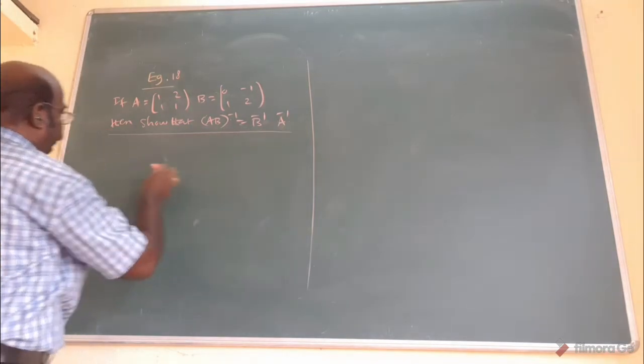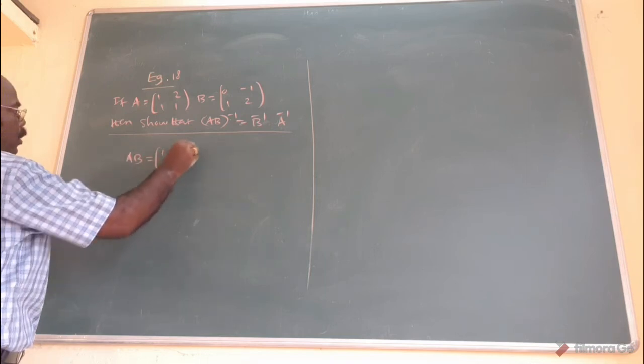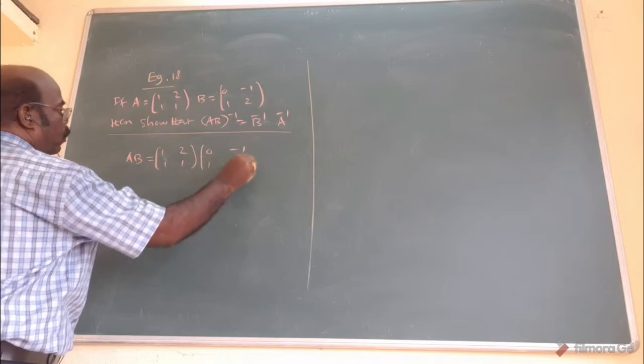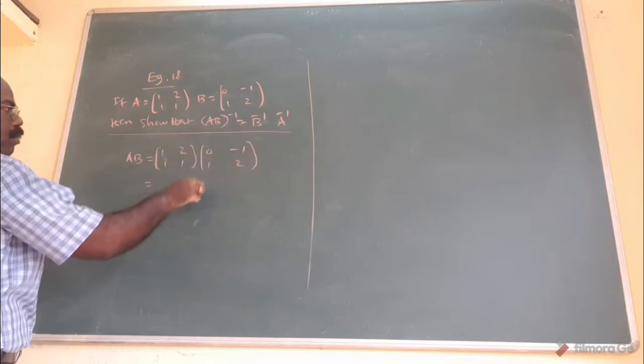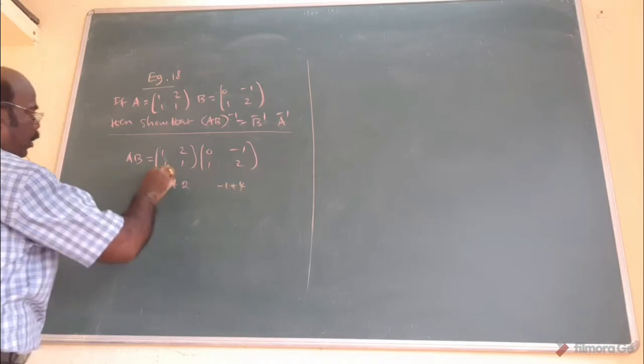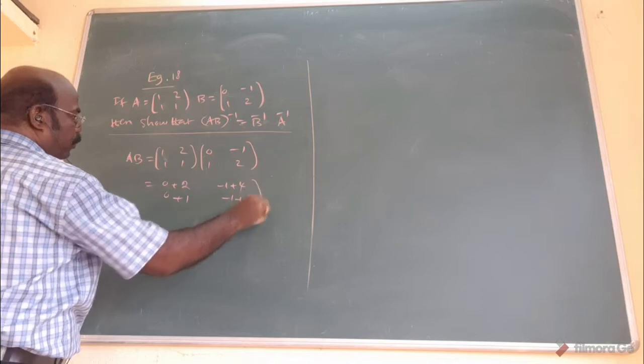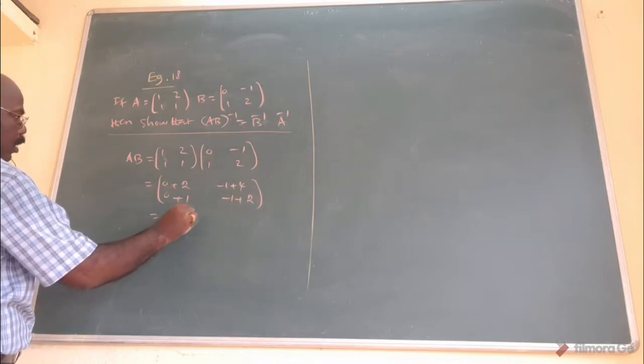AB is already given. AB equal to [1 2 1; 1 0 -1; 1 1 2]. What I told you? First column: 0 plus 2, minus 1 plus 4. 1 into 0, 0 plus 1. 1 into minus 1, minus 1 plus 2. So the matrix is 2 1 3 4.